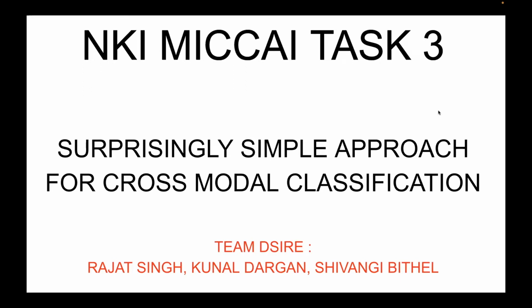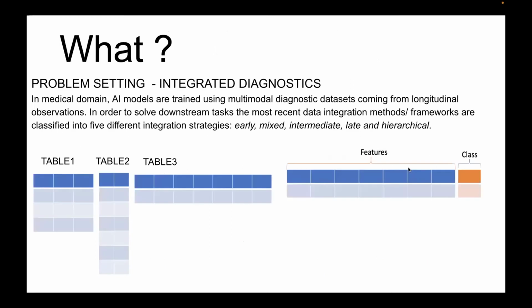Okay, so going further. The problem setting is that we have multiple tables. These tables are related to different diagnostics, and they are longitudinal in nature. They are trying to solve the same classification. The classification can be some risk associated with the disease, but these tables are coming from different sensors or different modalities in the medical domain.